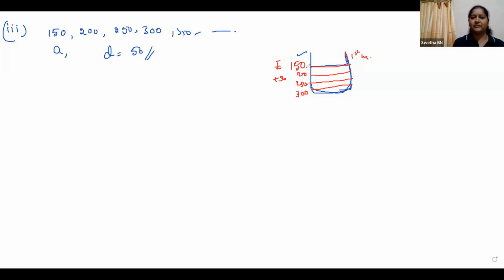What about that cylinder volume sum? Did you understand or not? The second one. Yes, ma'am. You understood. First one is easy. This one is also easy. Yes. Now the fourth one.